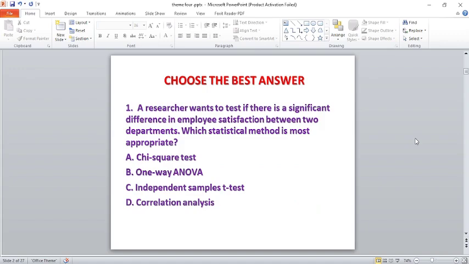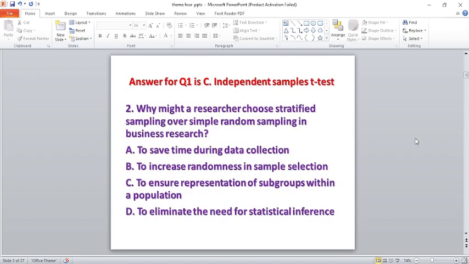Question 1. A researcher wants to test if there is a significant difference in employee satisfaction between two departments. Which statistical method is most appropriate? A. Chi-square test. B. One-way ANOVA. C. Independent sample t-test. D. Correlation analysis. The answer for this question is C. Independent samples t-test.